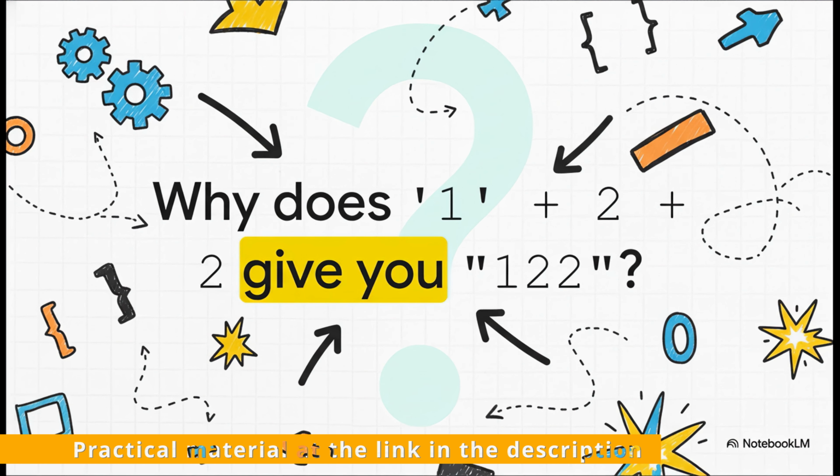Okay, right off the bat, let's just start with a puzzle. You look at this code and your brain is probably screaming the answer should be 5 or maybe 14. But no, JavaScript gives you 122. Why? Stick around, because by the end of this, the logic behind this is going to be perfectly clear.